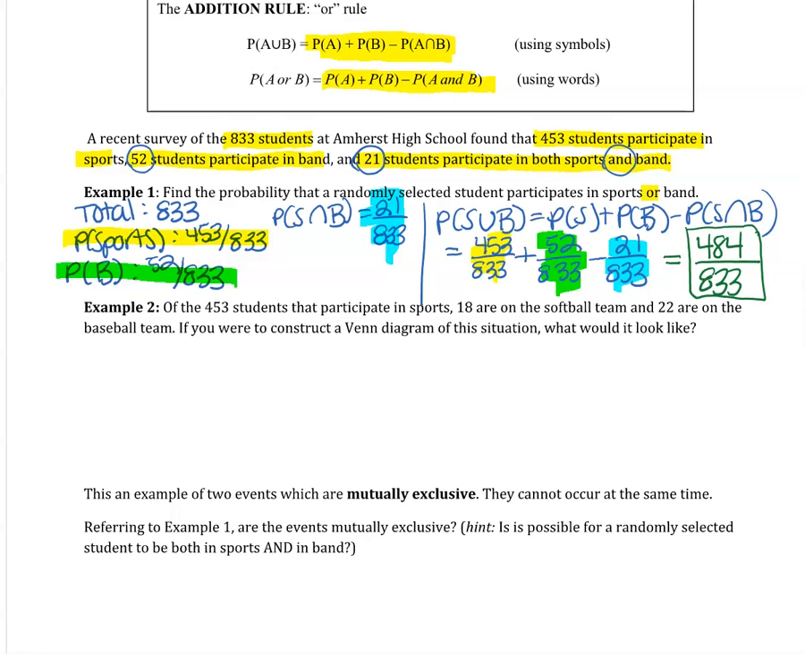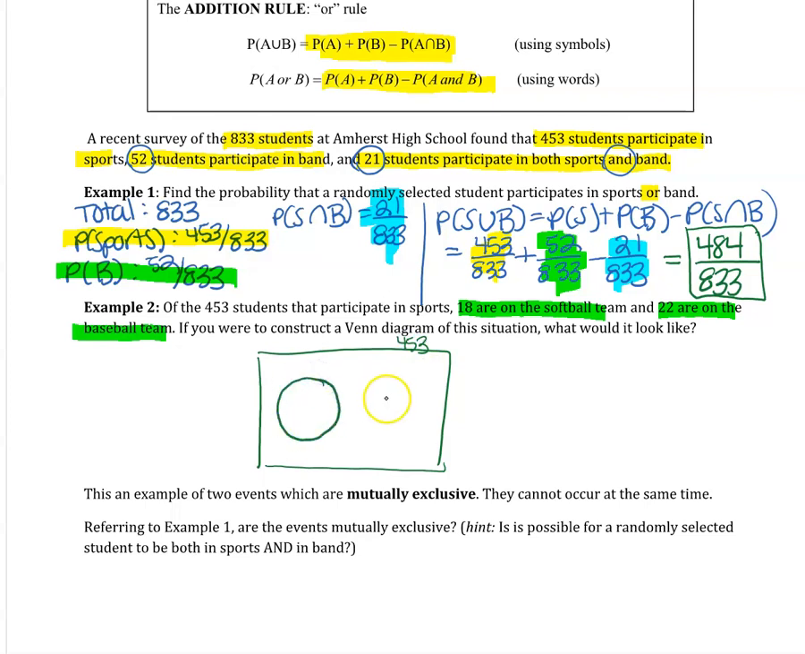So of the 453 students that participate in sports, 18 are on the softball team and 22 are on the baseball team. If you were to construct a Venn diagram of the situation, what would it look like? So if you have, of your 453 students on softball and baseball, you've got to ask yourself, can those circles overlap?